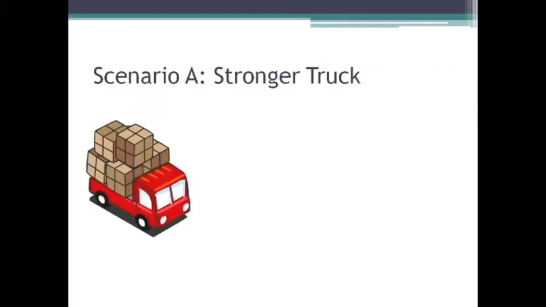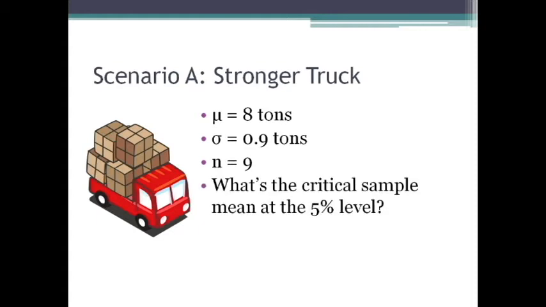So let's imagine our first scenario, stronger truck. Suppose that the average truck, commercial truck or personal truck, can haul an average of 8 tons with a standard deviation of 0.9 tons. And you're like, I'm going to make a better truck. I think I can make one that is an improvement over this 8 tons hauling. So you make your truck. You make maybe 9 prototypes and you test them.